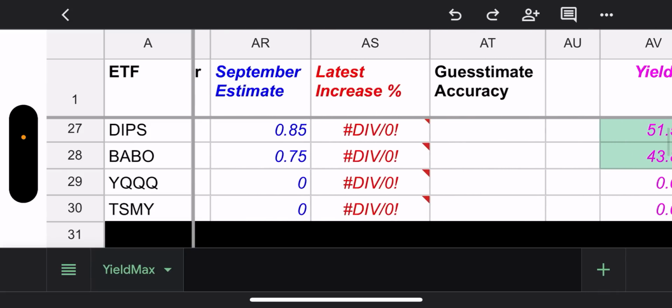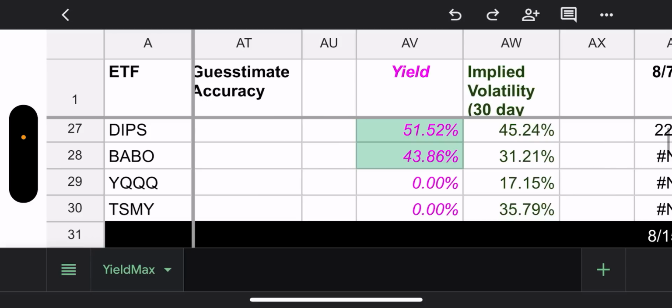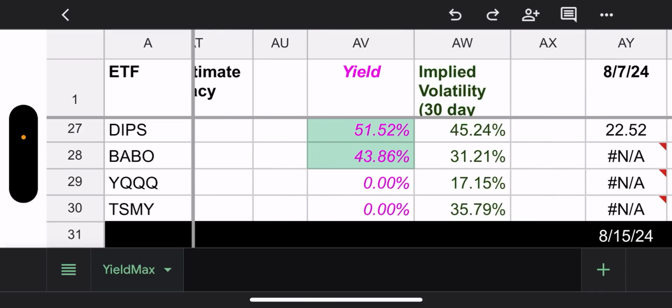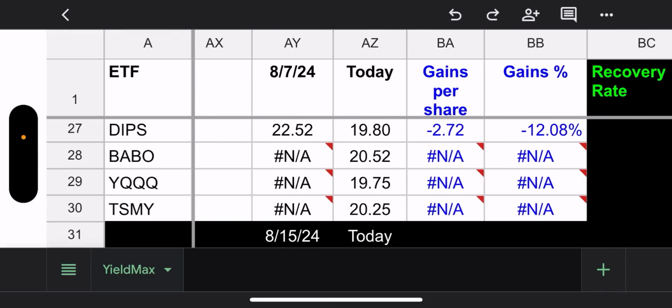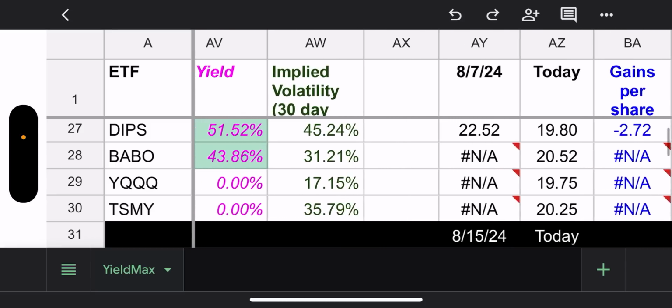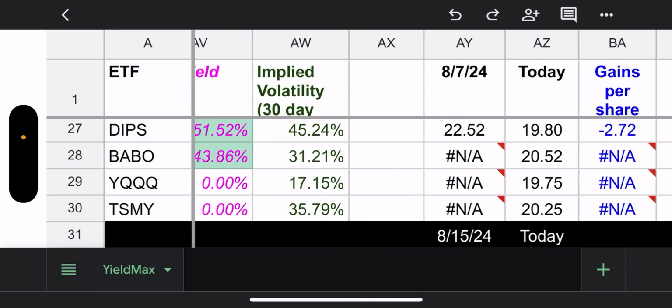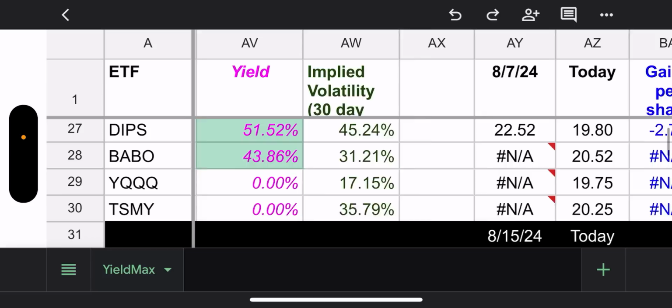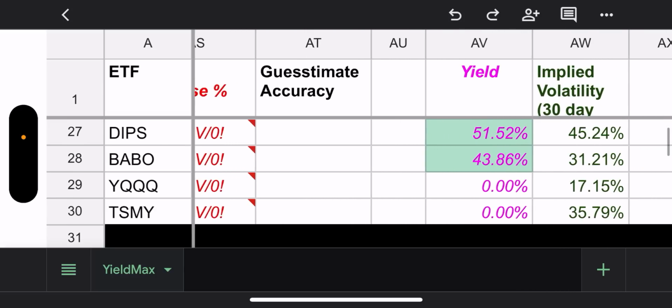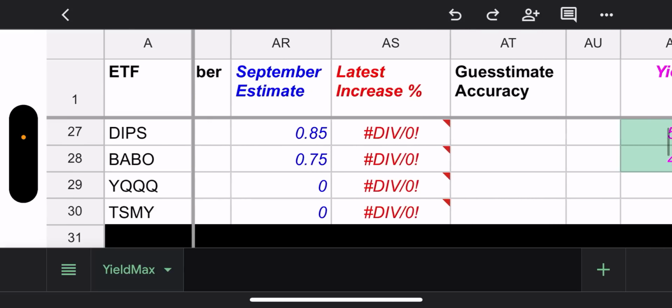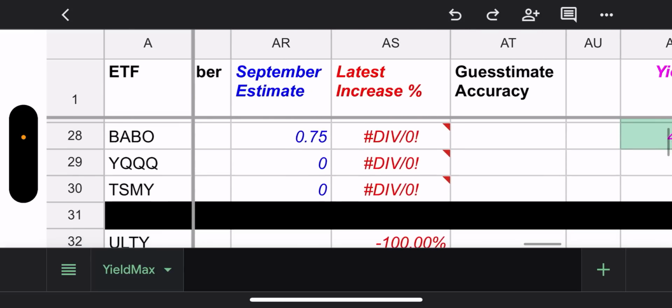All right, so September estimate for DIPS, I'll give them 85 cents. That's a 51% yield. That's 6% above the IV. Gains per share, terrible. Oh my God, I didn't even see that. Down 272, good Lord. But they did have a little over a month since they launched, which is why I'm giving them a slightly higher yield than their IV. I should give them less, to be honest.